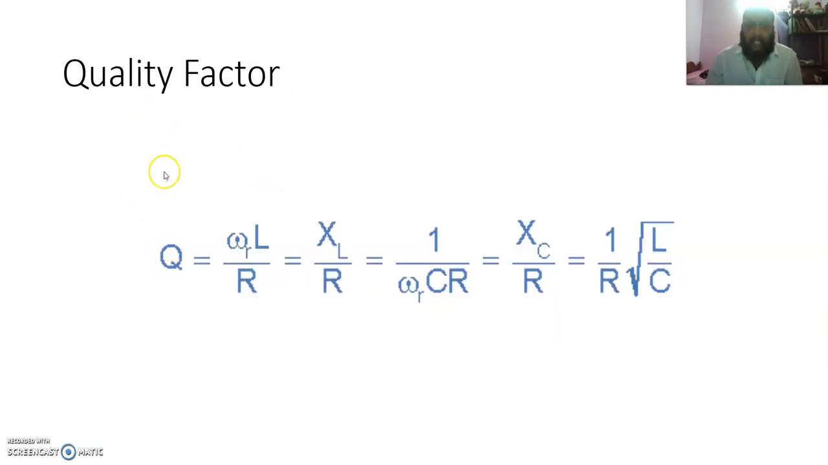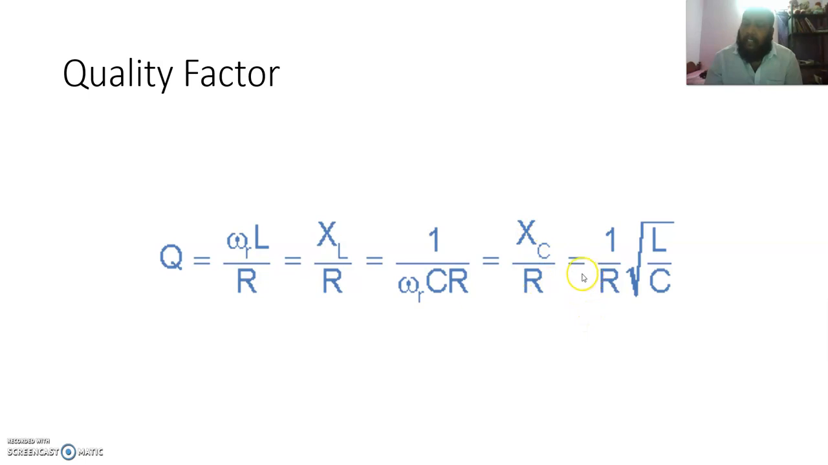Finally we can discuss the quality factor. It can be calculated with respect to the inductance or the capacitance, with any component value. We can calculate the Q factor as omega L by R, otherwise XL by R. If calculating with respect to the capacitor, it is 1 by omega C R, otherwise XC by R.